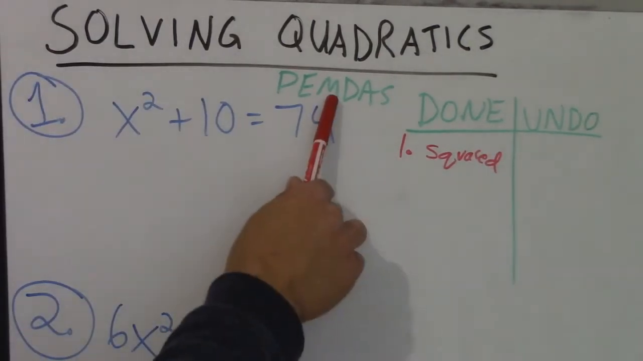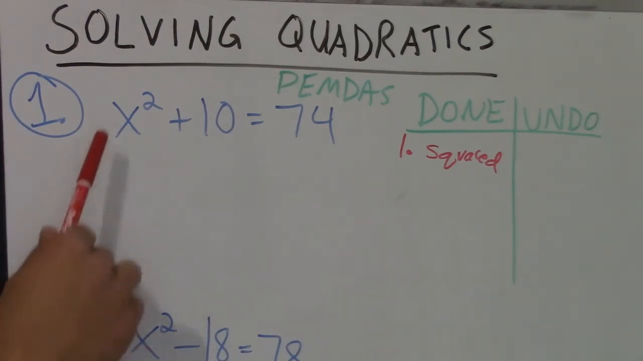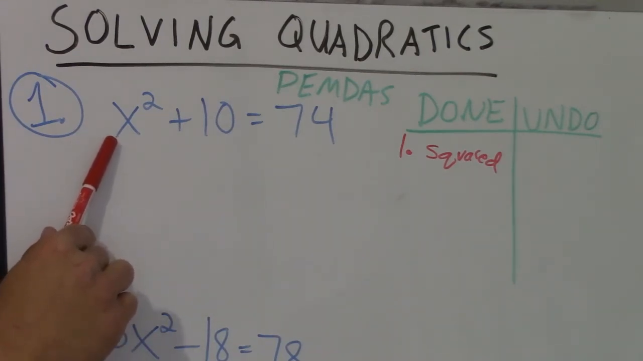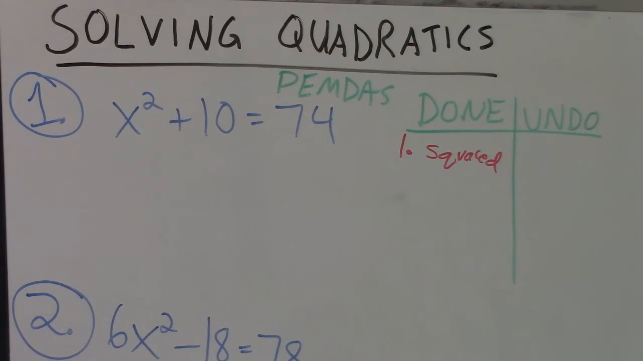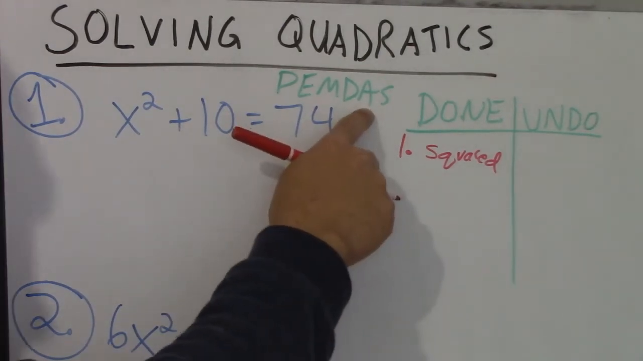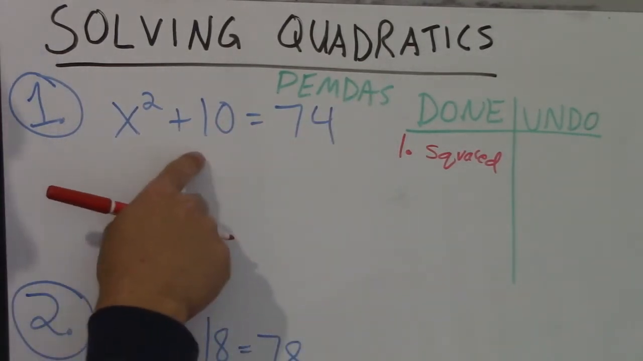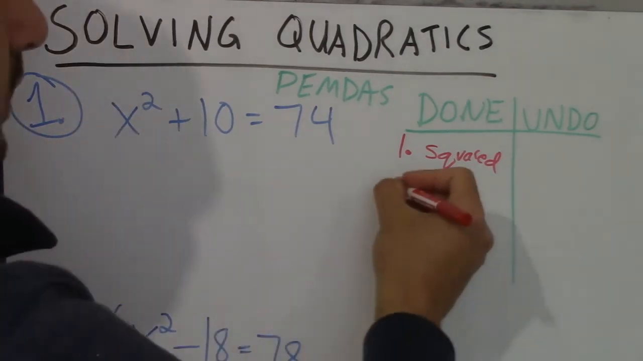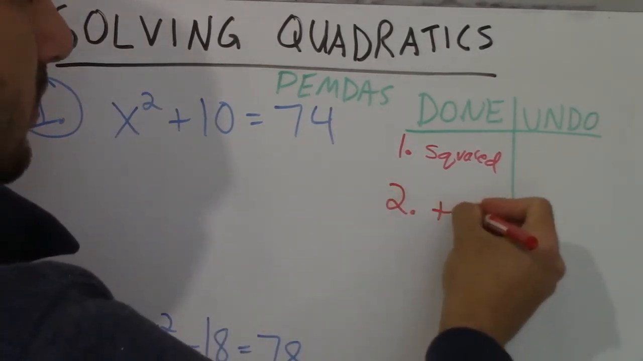The next step is multiplication or division. In this case, I have no numbers being multiplied to x, so there's no multiplication or division. Then I go to addition or subtraction, and I have a 10 being added to my x. So I have a plus 10.